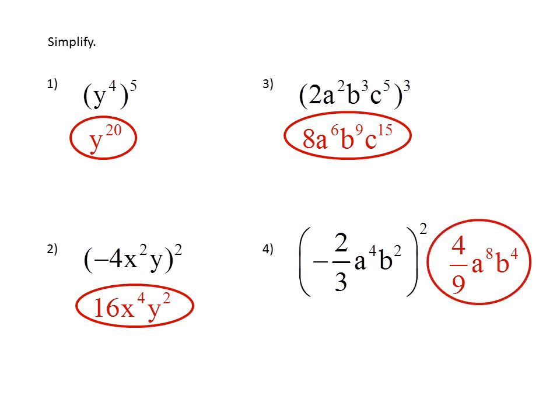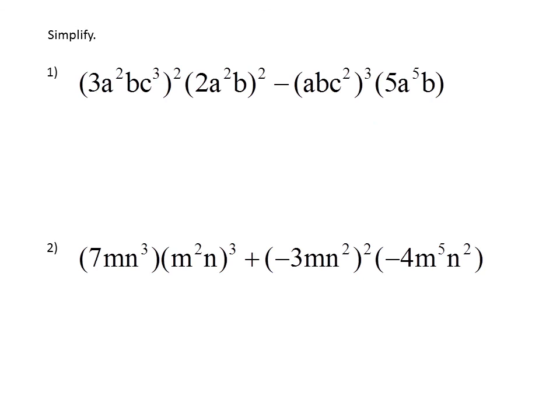Now, here, again, it looks complicated, but it is not. Just keep clear of everything inside the parentheses. If it does not have an exponent, you will put a 1 and then you multiply that by 2. So why don't you do number 1 and number 2 on your own? Pause the video and then I'll show you the answer.